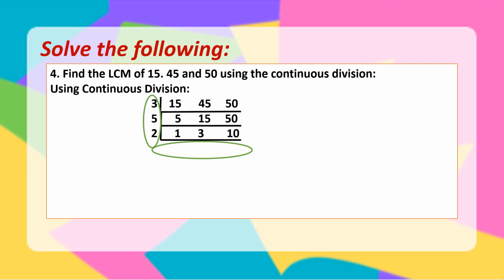So, 1 divided by 2 is 1. 3 divided by 2 is 3. 10 divided by 2 is 5. Now, since all the digits here outside the continuous division are all prime numbers, all we have to do is just multiply all these numbers. I arrange it from least to greatest, which is 2 times 3 times 3 times 5 times 5. And that will give us 450.